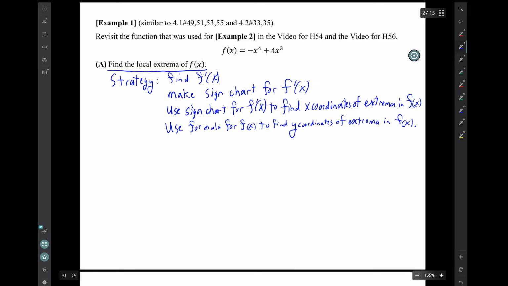So there's our strategy. Again, we find f prime, we make a sign chart for f prime. That sign chart that tells us where f prime is positive and negative and 0 can be used to determine where f is increasing, decreasing, and horizontal. And that sign chart for f prime, we will use to find the x-coordinates of the extrema in the graph of f of x. Now that will find the x-coordinates of those extrema. We'll go back and use the formula for f of x to find the y-coordinates of the extrema.